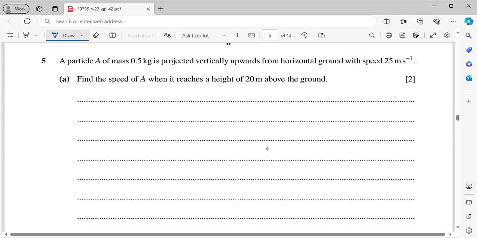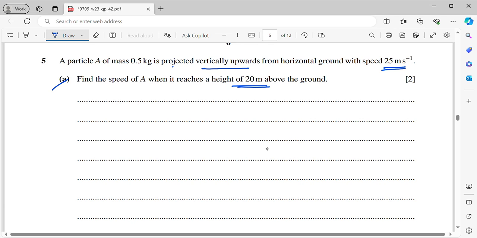Okay, now question number 5. A particle A of mass 0.5 kilograms is projected vertically upwards from the horizontal ground with speed 25 meters per second. (a) Find the speed of A when it reaches a height of 20 meters above the ground.